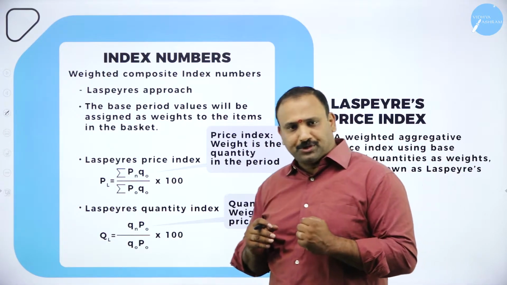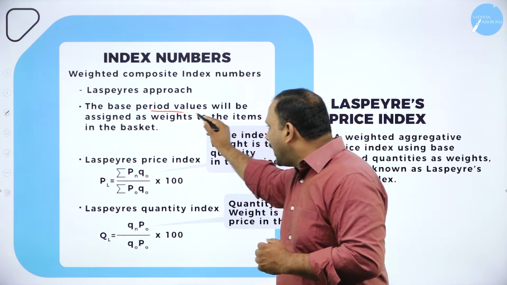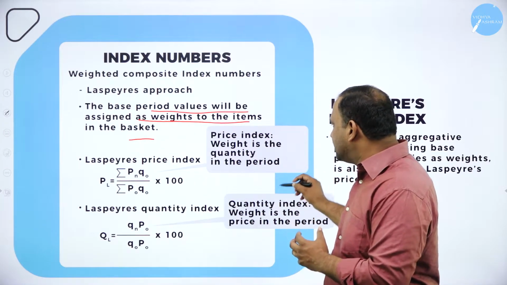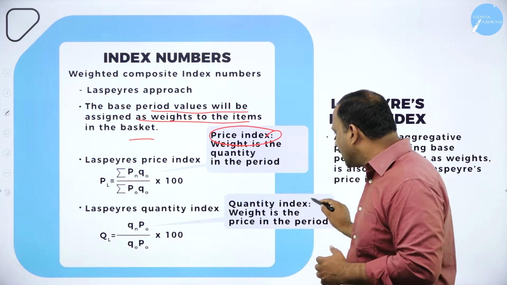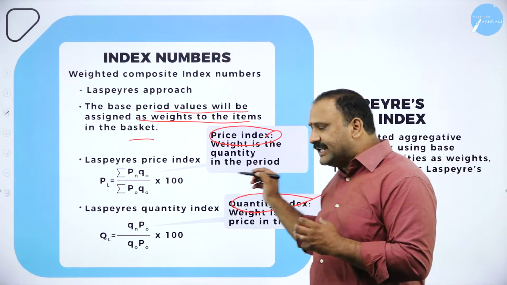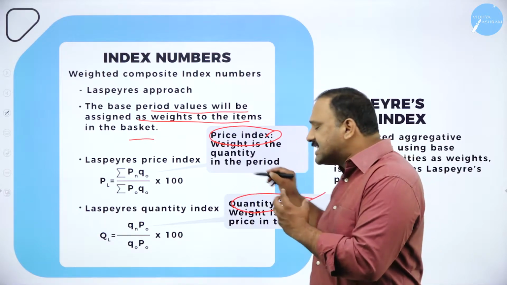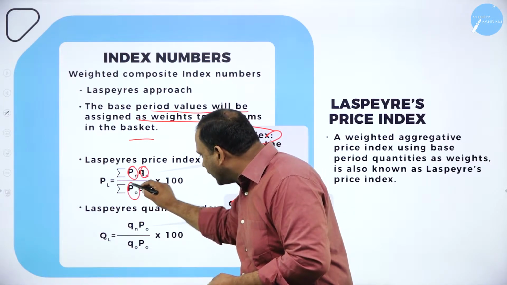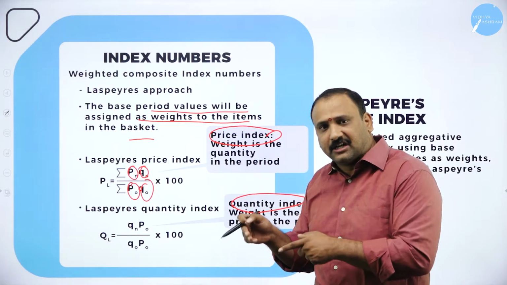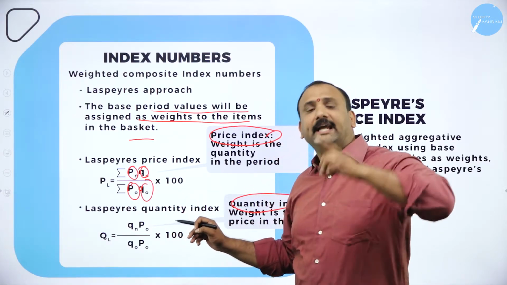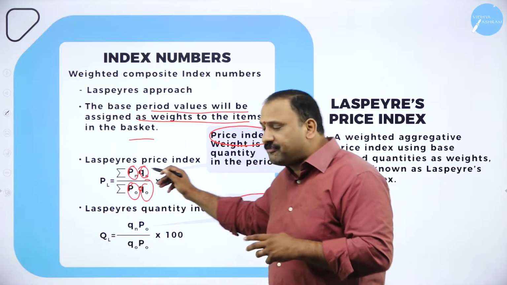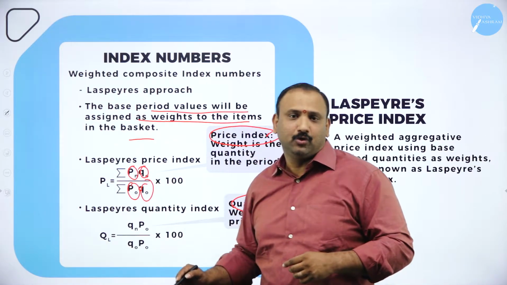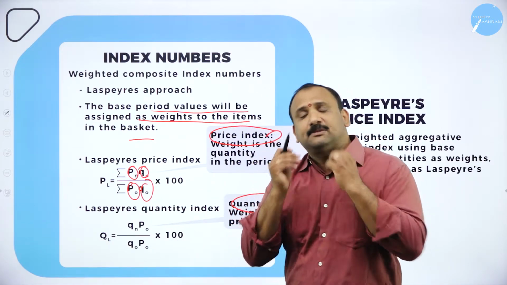The Laspeyres approach says that the base period values will be assigned as weights to the items in the basket. Now let's try to understand. We have a price index here and we have a quantity index here. So this is an index which is going to measure your price as well as your quantity factor. So when you look here, Pn, Q0, P0 and Q0. So the new value, that is the current price, and the base price with the quantity, into 100. So the summation of Pn (the new price) into Q0, that's the base quantity, divided by the summation of P0 Q0, into 100, will give you the Laspeyres price index.